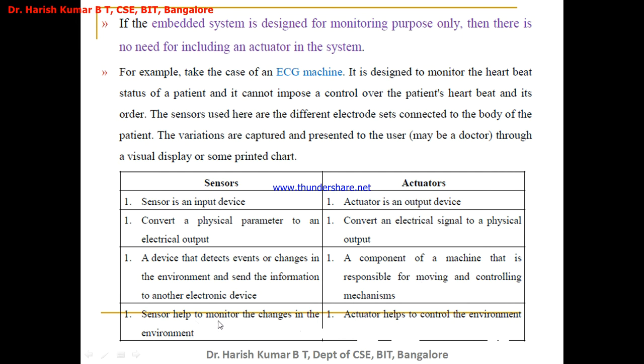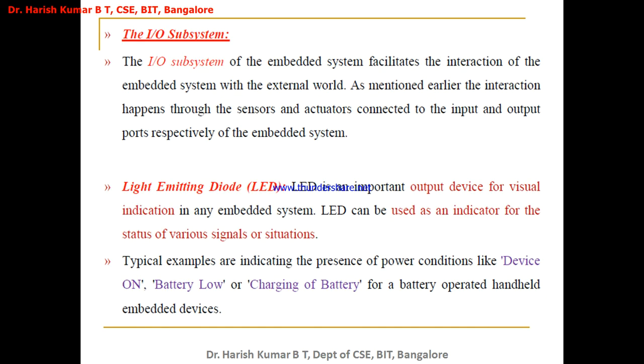Now sensors help to monitor the changes in the environment, and actuators help to control the environment. So they monitor by sensing the physical environment. Sensors monitor by sensing the changes in the physical environment, whereas the actuators help in controlling the environment. So these are the basic differences between the sensors and the actuators.